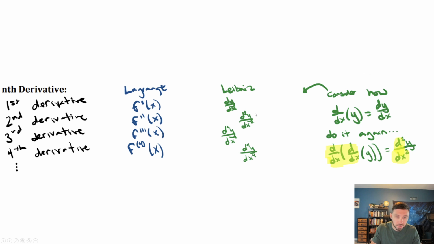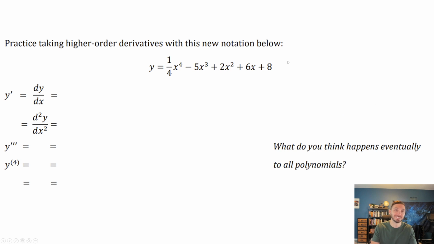But this expression means second derivative. This expression means third derivative. This expression means fourth derivative in Leibniz. And then for Newtonian, don't worry about it. You just put more dots on top, and it's hard to see. So we don't do it.